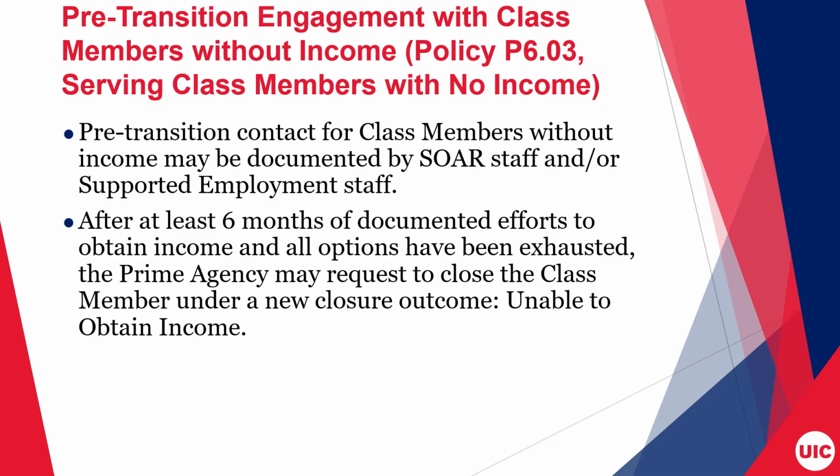The primary goal for class members that are referred to the CCMTP without a source of income must be to obtain income. After at least 6 months of documented efforts to obtain income and all options have been exhausted, the prime agency may request to close the class member under a new closure outcome, unable to obtain income.